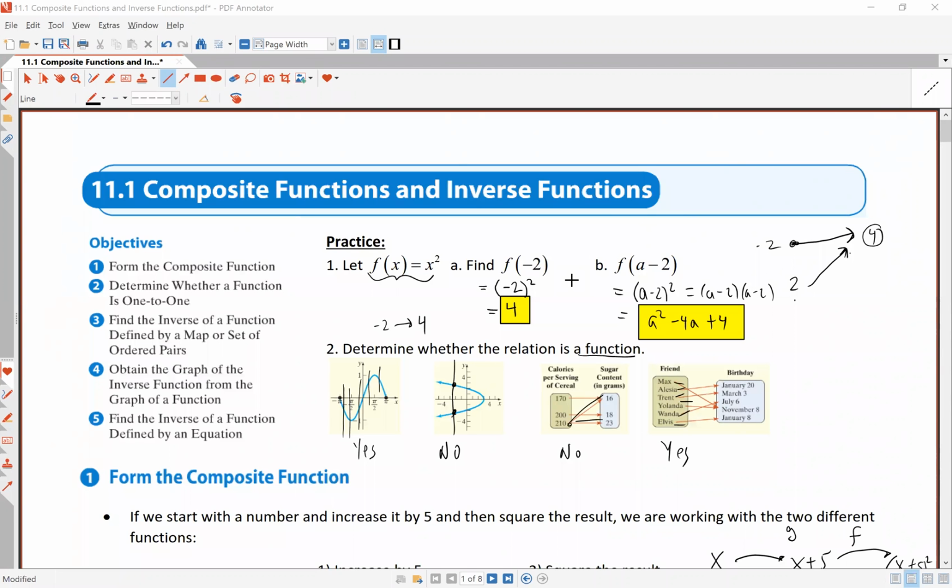This video covers section 11.1, composite functions and inverse functions. Objective 5, find the inverse of a function defined by an equation.